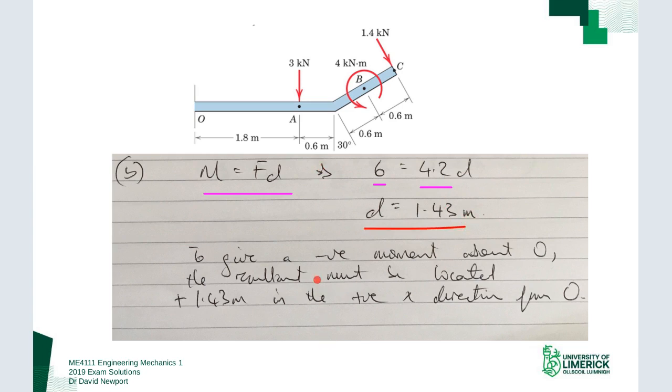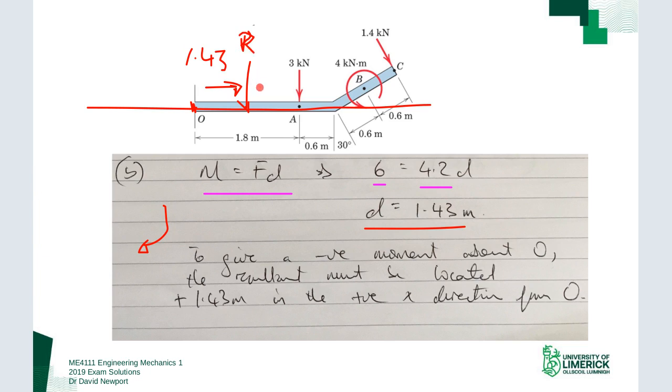Now my moment is negative, so it's swinging around in that direction. So if I'm here, and I'm going to locate the reaction force somewhere along this line, where does it need to be relative to O to give a negative or clockwise rotation? It's got to be out this way, heading out this side of it. So it's 1.43 meters in the positive x direction from O. So that's where it is effectively located.